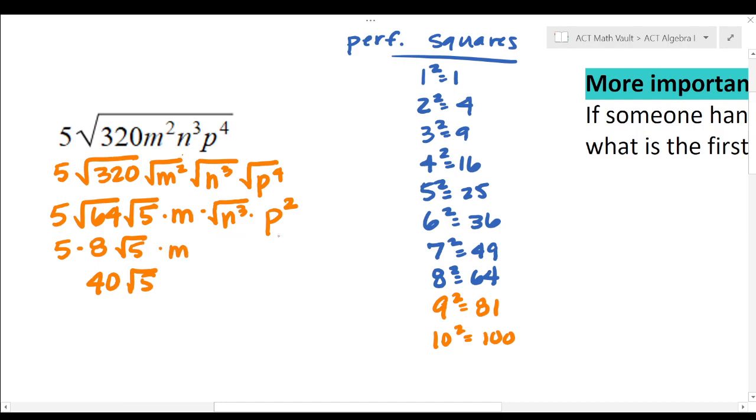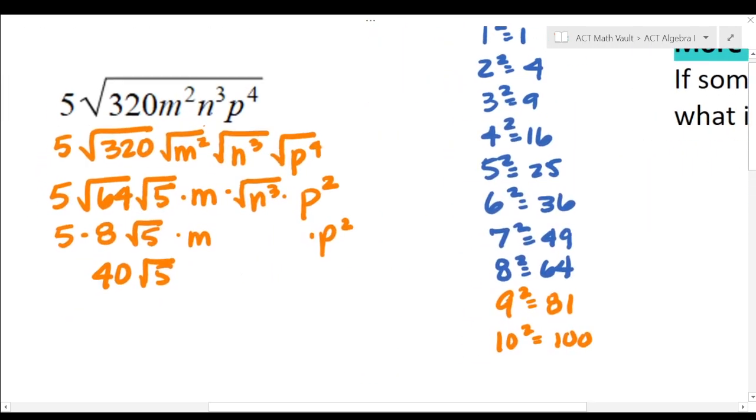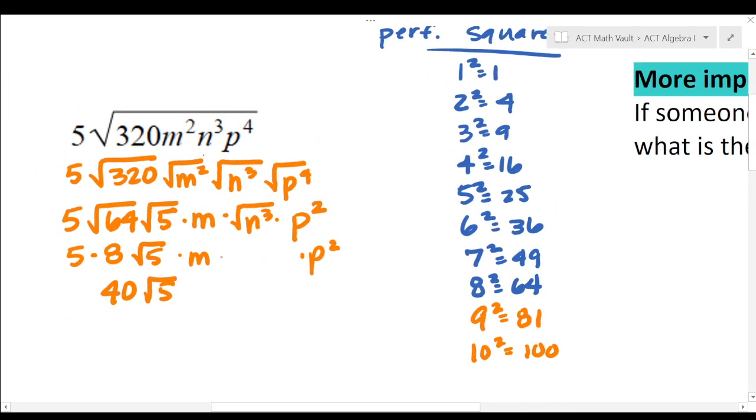Okay, so now I've gotten most of it finished. We have the m and then the p squared. But this n cubed, we need to pull something out that's a perfect square. So isn't an even numbered exponent a perfect square? Yes. And then what's left over is just the 1, because 2 plus 1 is 3. So we have m, the square root of n squared is just n, root n, and then we've got p squared on the end.